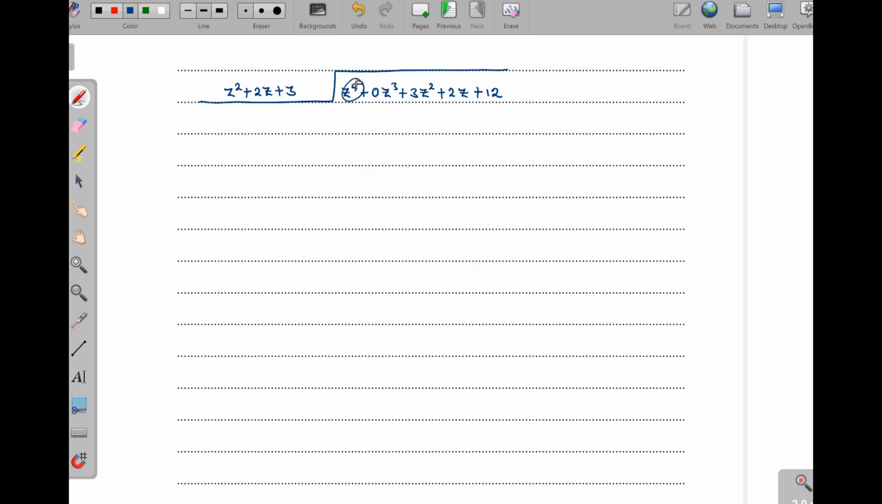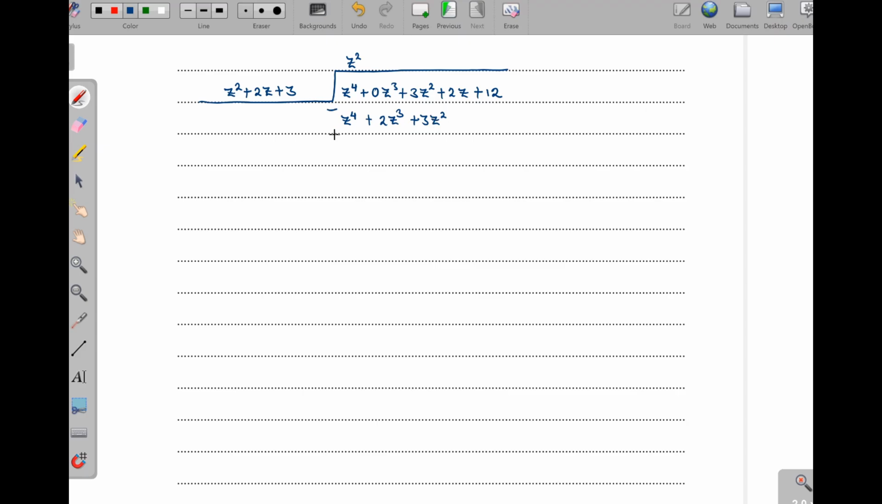So you divide the first with the first, then the rest you multiply. So z power 4 divided by z squared, you get z squared. So I'll write the z squared up here. Now the rest I'm going to multiply with this. So z squared times this, you are again going to get z power 4. Then 2z times this, you are going to get 2z cubed. Pardon me here. Then 3 times this, you will get 3z squared.